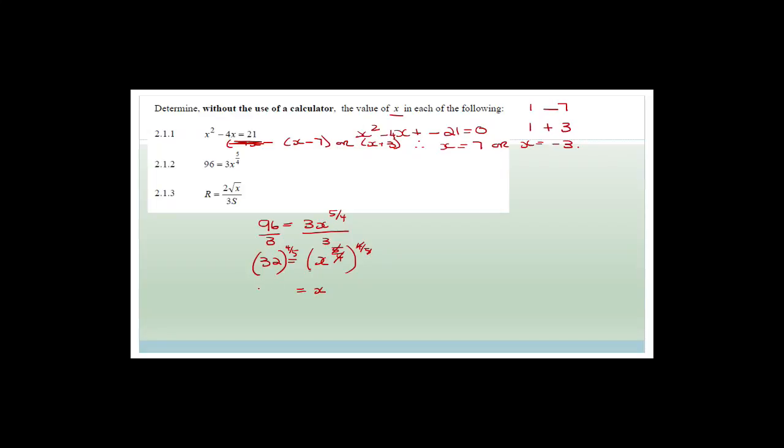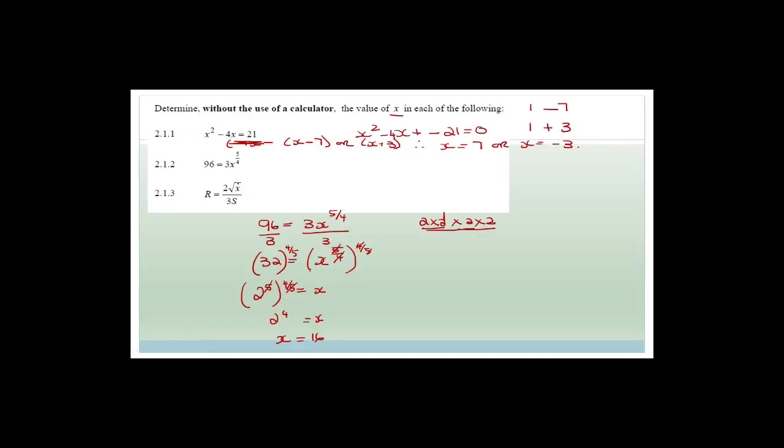32 can be written as 2 to the power of 5, all to the 4 over 5. The 5s cancel, and you're left with 2 to the 4 is equal to x. And if you're not sure, 2 times 2 times 2 times 2. 2 times 2 is 4, times 2 is 8, times 2 is 16. So x is 16. There you go.